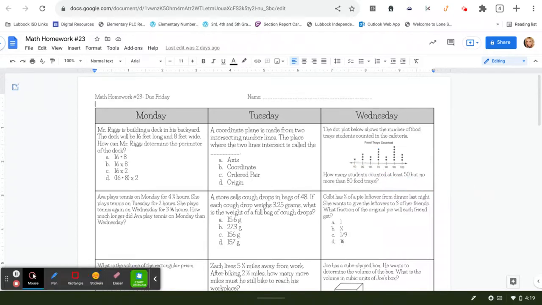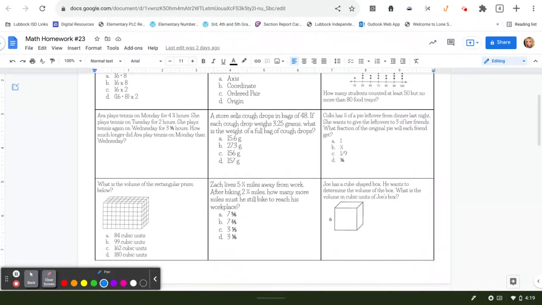Okay, next. Colby has 1/3 of a pie left over from dinner last night. She wants to give the leftovers to 3 of her friends. What fraction of the original pie will each friend get? We are taking 1/3 of a pie and we're dividing it into 3 pieces for each friend.